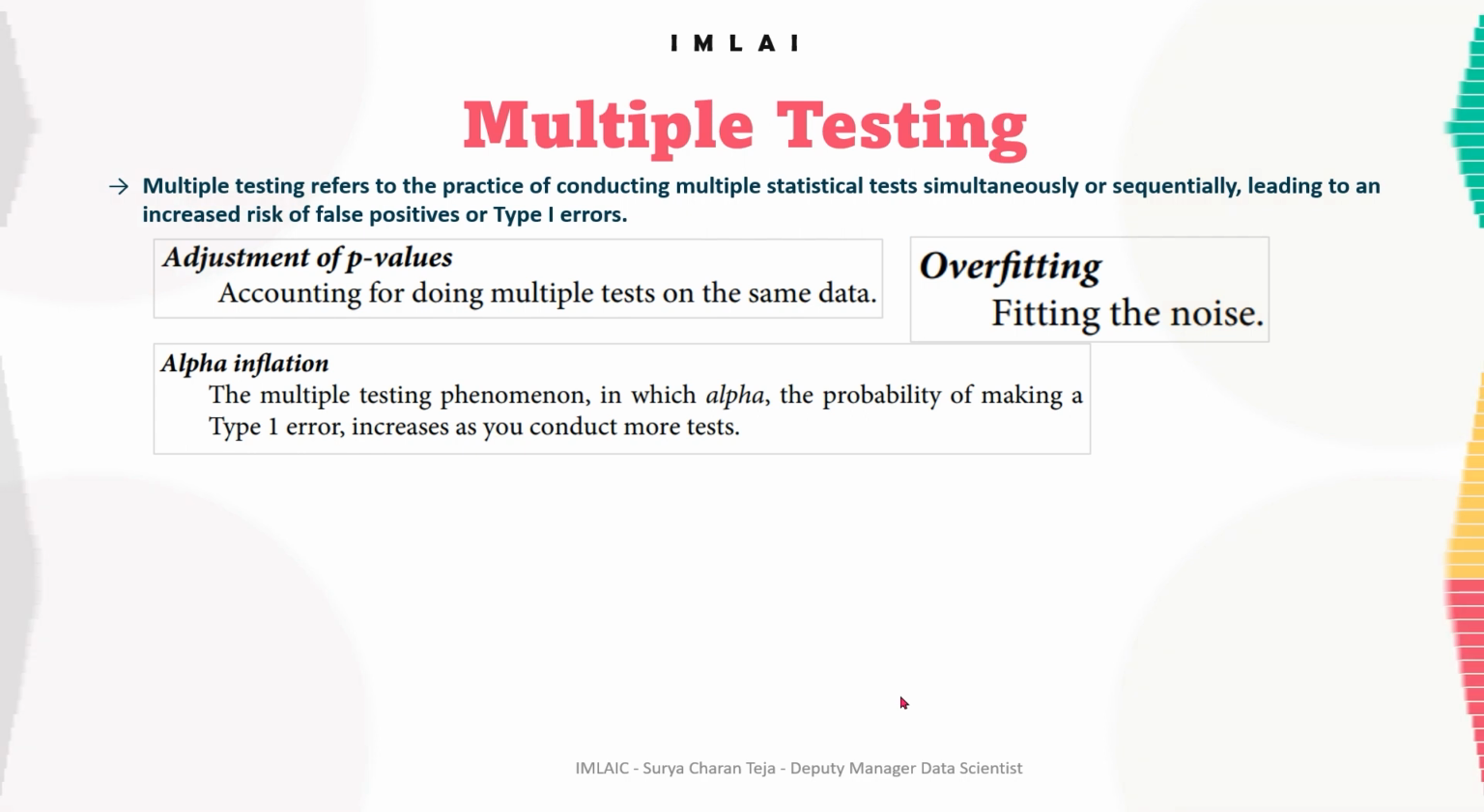I hope you got my point, at least now. These are the main important terminology of multiple testing, because if you have multiple features, obviously you have to check the significance of each feature with the outcome variable. That's how a data science project works. Yes or no? Okay, so that's how it works. And these are adjusted p values, overfitting, and then alpha inflation.